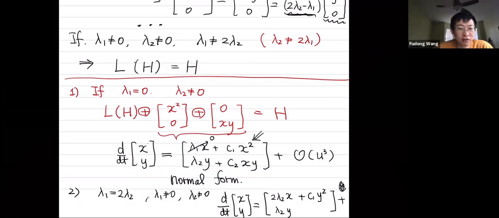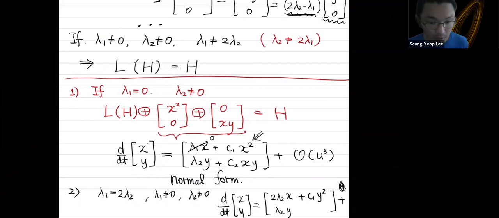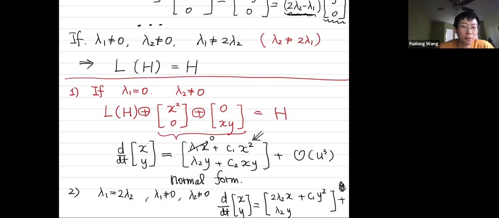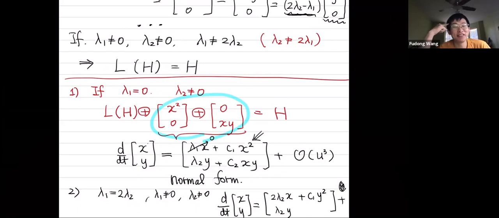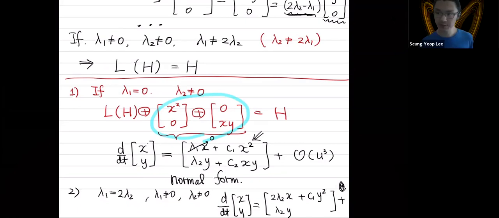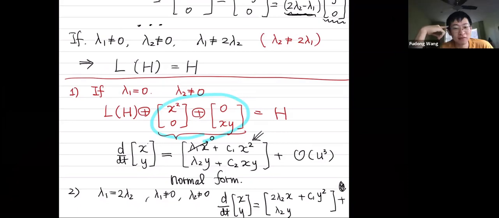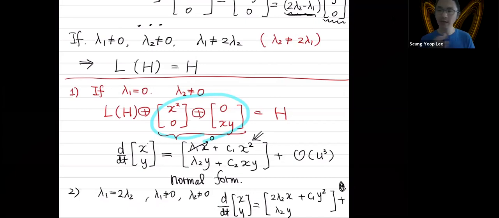What if all of them vanish? I'm sorry? What if lambda 1 and lambda 2 are both equal to 0? Both vanish, then there will be more spaces, 2 more, right? Yes. So you get more in the normal form. You get more normal forms if you have more non-hyperbolic directions. With more non-hyperbolic directions, you get contributions from the quadratic terms in more directions, so the space gets larger.